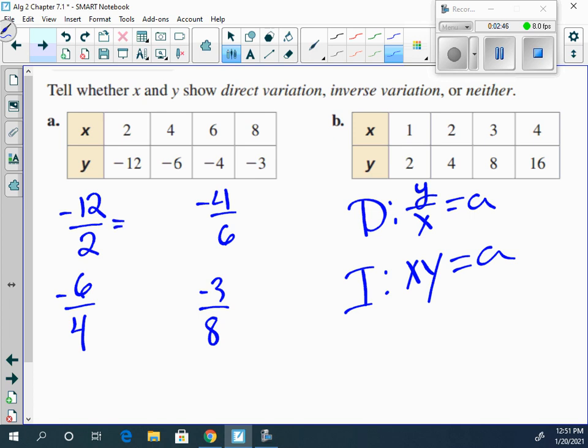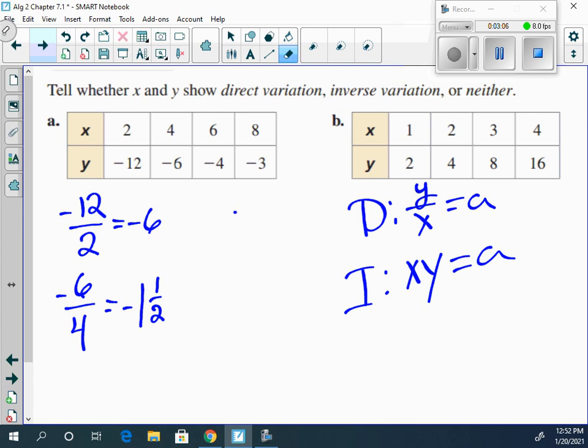Well, what is negative 12 divided by 2? Negative 6 divided by 4. Well, we know one thing it's not. It's not negative 6, correct? Because this here is going to be negative 1 and a half. Okay. And again, if this is going to be direct variation, the constant term needs to be the same. It needs to be the same across all of them. So one thing we can say for sure is that this is not a direct variation.